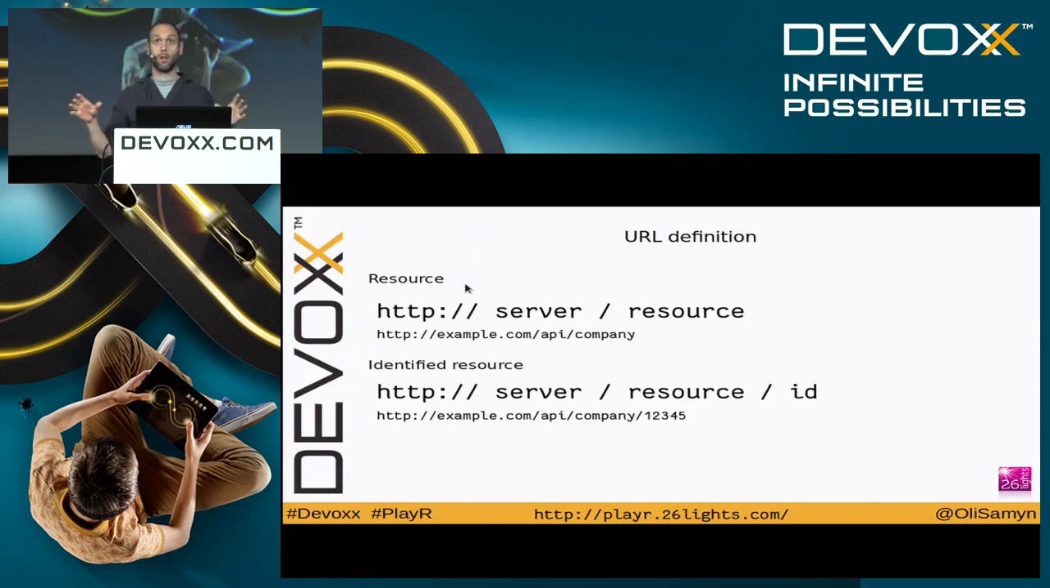And so first we separated between resource and identified resource. A resource, for example, a company is a resource, and a specific company, my company, for example, 26, is an instance of that company. So we have that kind of mapping in our URL, and we will be able to use that in Play.